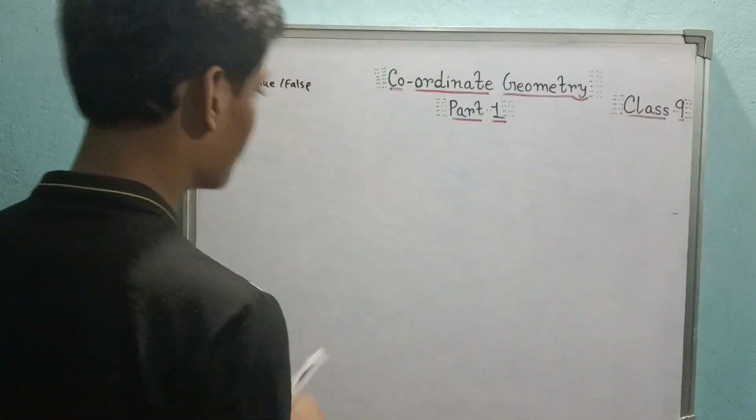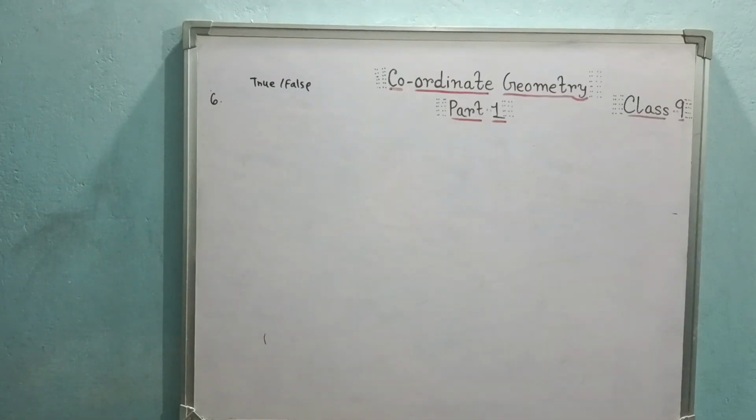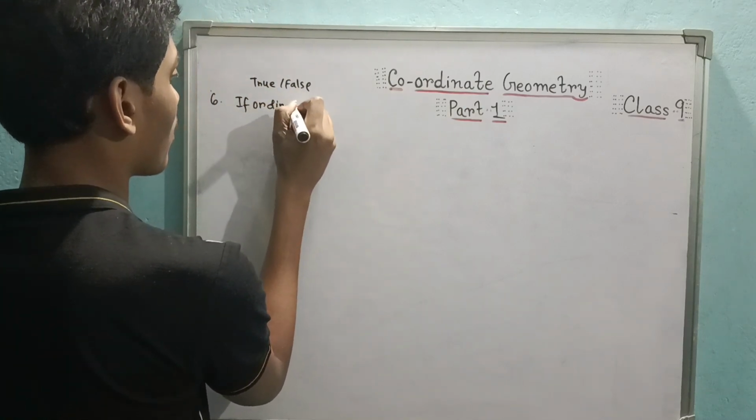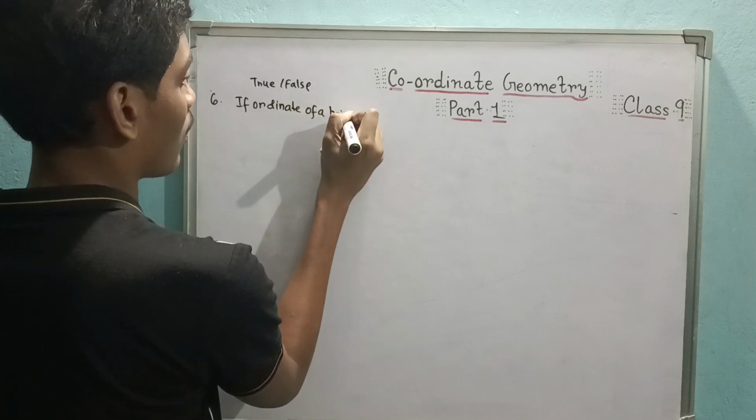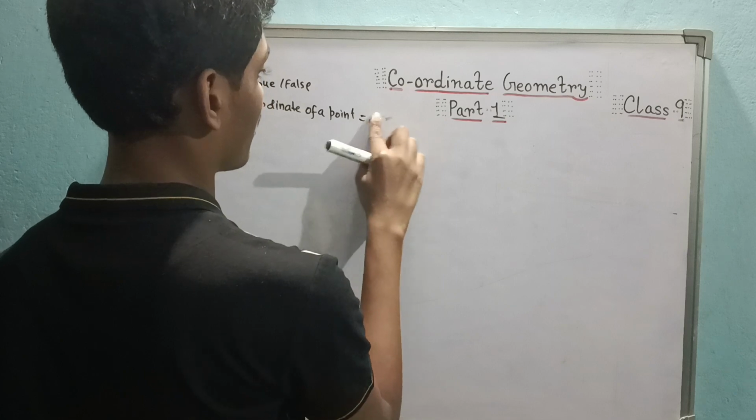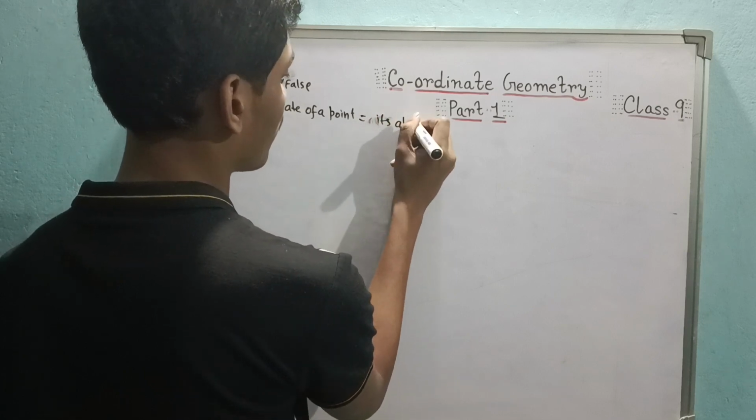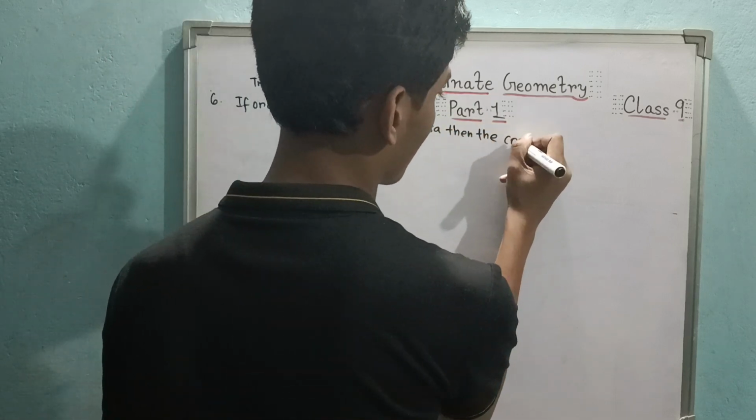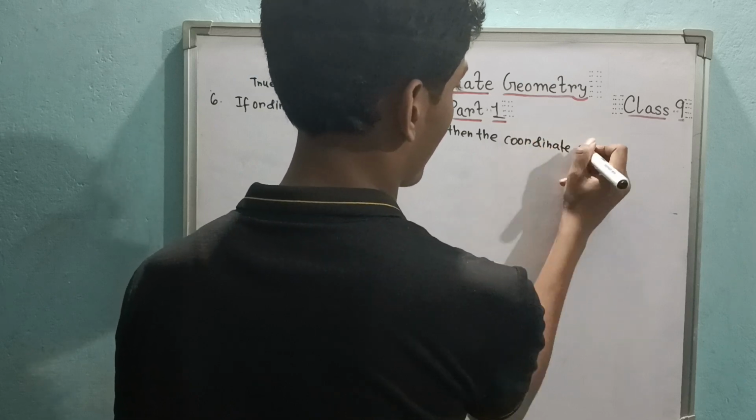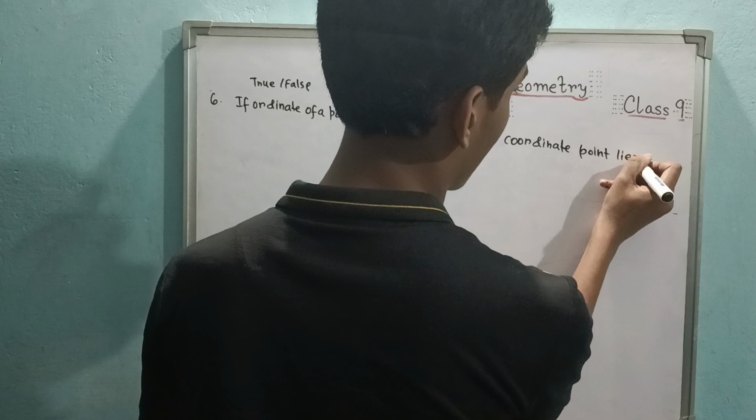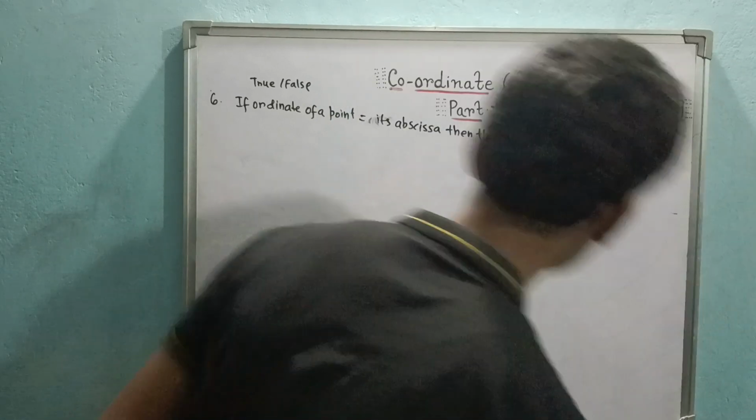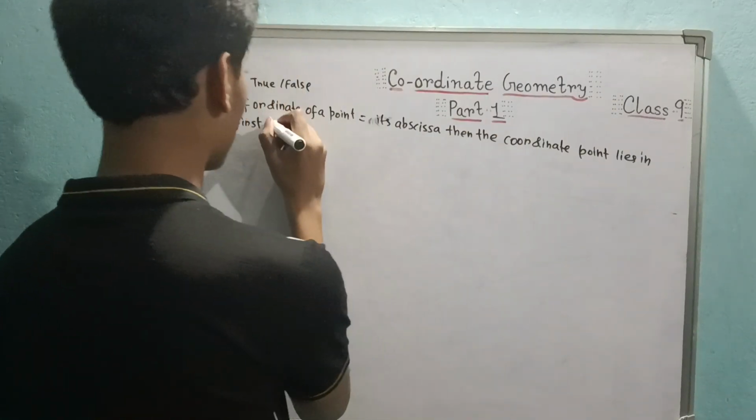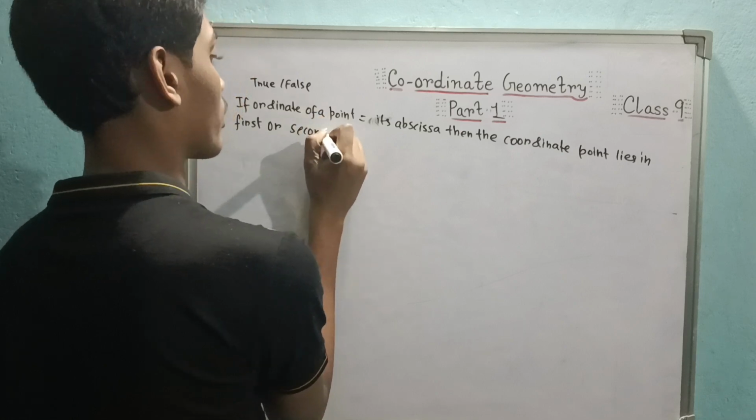Now this one. If the ordinate of a point equals its abscissa, then the point lies in the first or second quadrant.